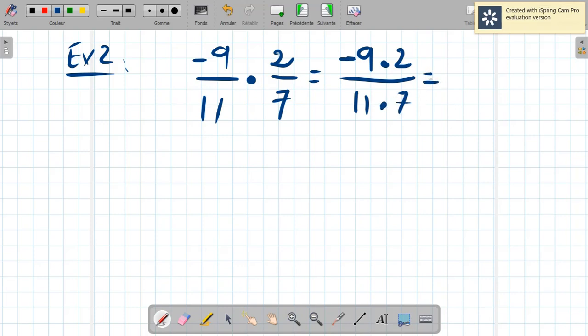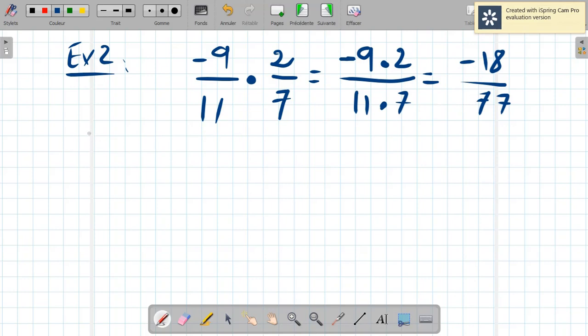So what do we get as a result? Negative 9 times 2 is negative 18, because we said that whenever we multiply two numbers of different signs, the result will be negative. Negative 9 and positive 2 have different signs, so the result definitely will be negative. Now 11 times 7 is equal to 77. So the answer would be negative 18 over 77.